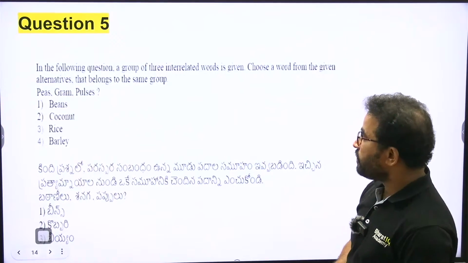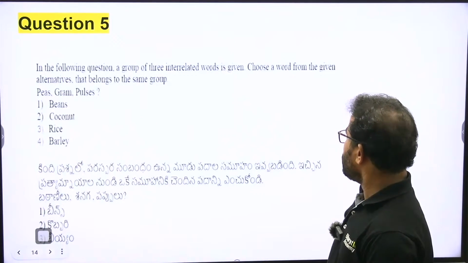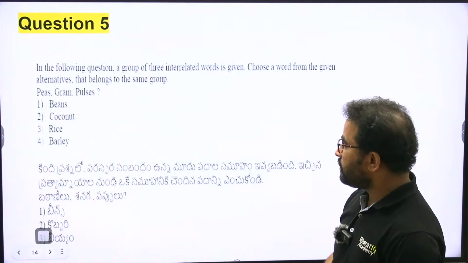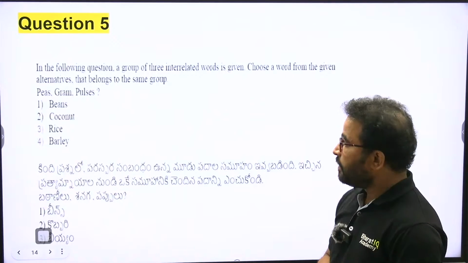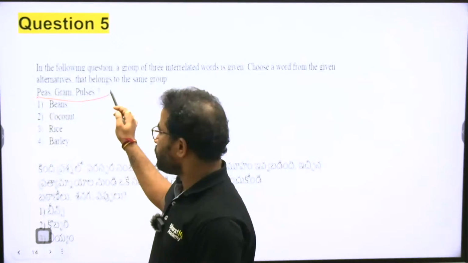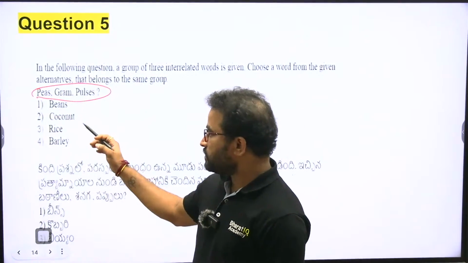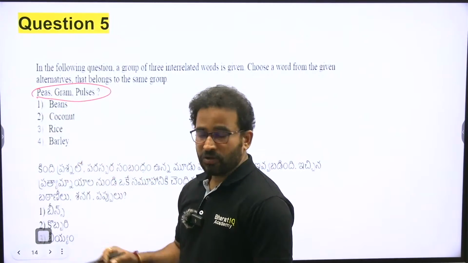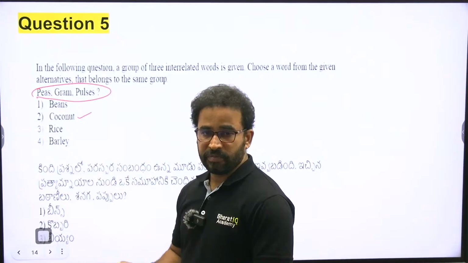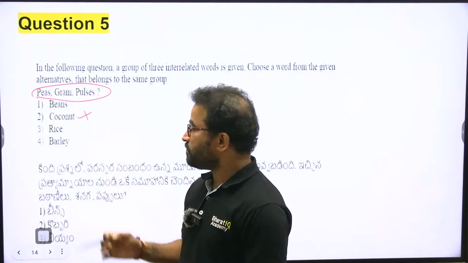Look at this one. In the following question, 3 unrelated words are given. Choose a word from the given alternatives that belongs to the same group. Peas, gram, pulses all belong to pulses only. Now you need to check beans, coconut, rice and barley. Coconut belongs to oil farming, so this does not belong with peas and gram, and next is pulses.